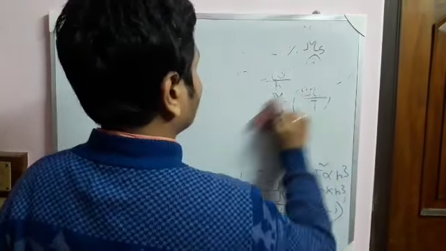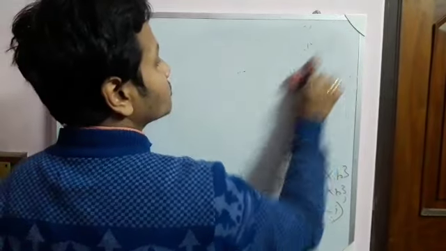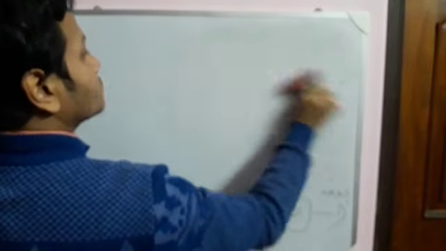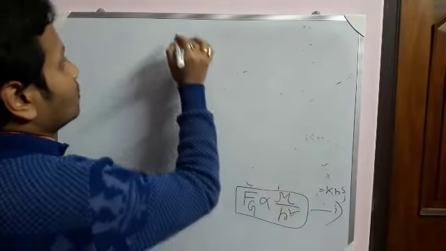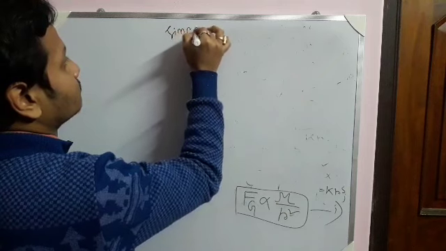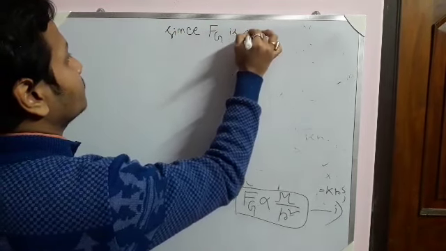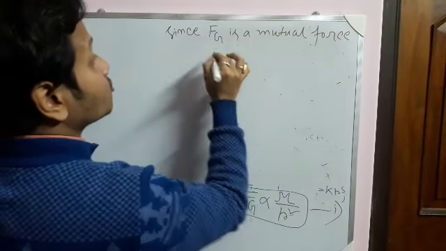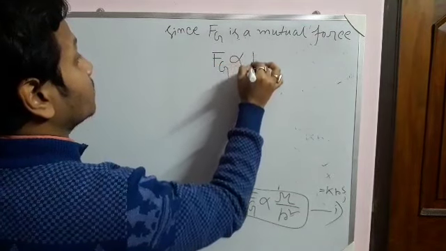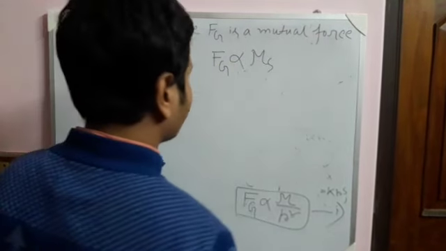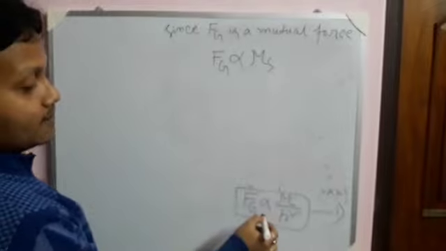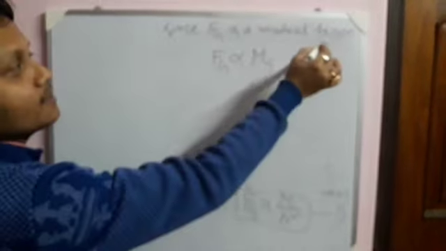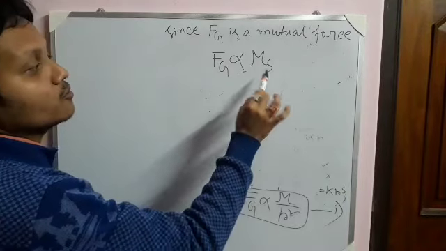Now we all know that gravitational force is a mutual force. Since Fg is a mutual force, it will also be proportional to the mass of the sun. That is, we can write Fg proportional to ms. So from here we prove that Fg, gravitational force of attraction, is proportional to m by r square, and since it is a mutual force, it will also be proportional to the mass of the sun.